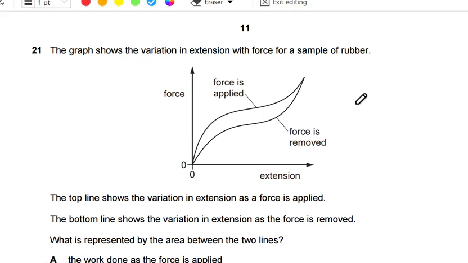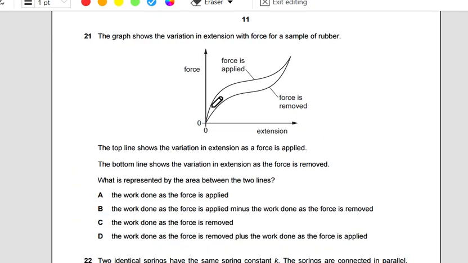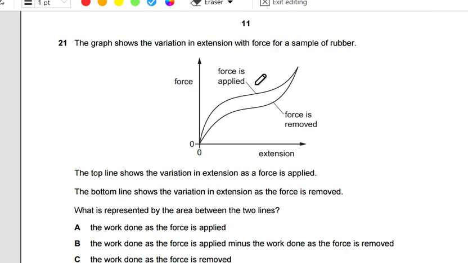So the area under the upper curve is work done. The area under this curve is work done to stretch the material, and the area under the lower graph is the work done to bring the material back to its original length or zero extension, and the area in between here is the difference between both works.